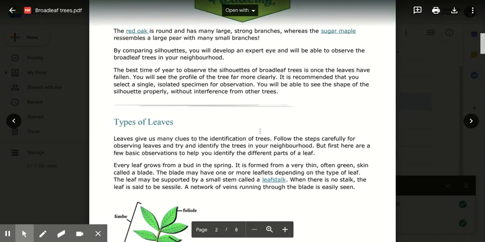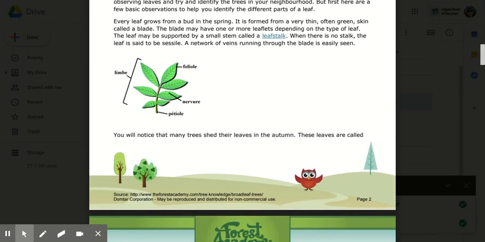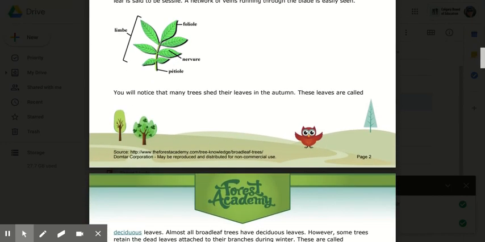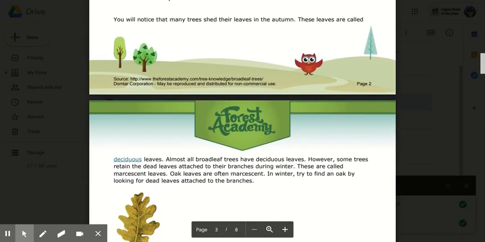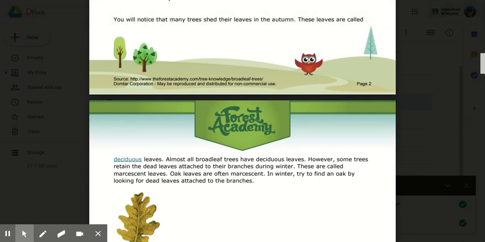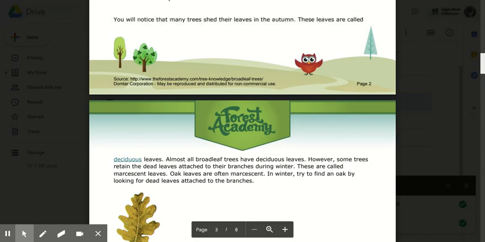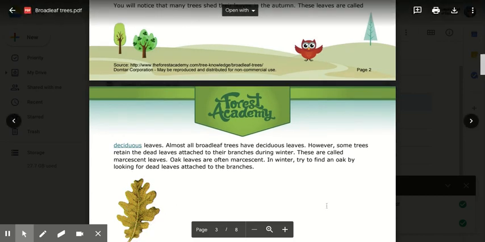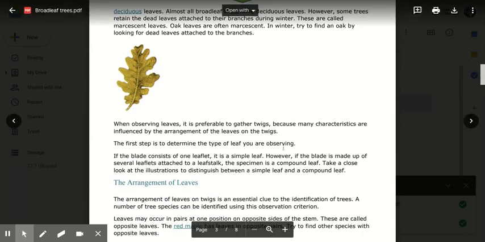Okay, so then there's types of leaves, and he gets into a lot of terminology here, which I don't think is really necessary for us, but you do want to look closely at the leaves. You'll notice that many trees shed their leaves in autumn. These leaves are called deciduous leaves. Almost all broadleaf trees have deciduous leaves. He shows the exception of the oak tree, which has a type of leaf called a marcescent leaf, which stays on the tree through winter sometimes. And there are oak trees in Calgary.